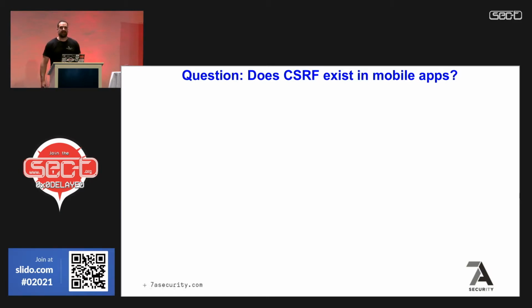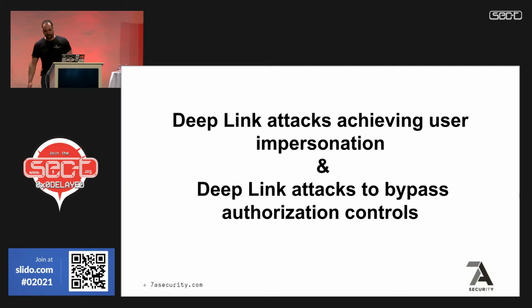So, a question for the audience: does cross-site request forgery exist in mobile apps? What do you think? Any takers? Cross-site request forgery exists in mobile apps? Yes, no? Maybe a show of hands, yes? Okay, so some people say yes, some no. Okay, so yes, cross-site request forgery exists in mobile apps, especially with deep links, right? It's a popular vector for bug bounty stuff and so on.